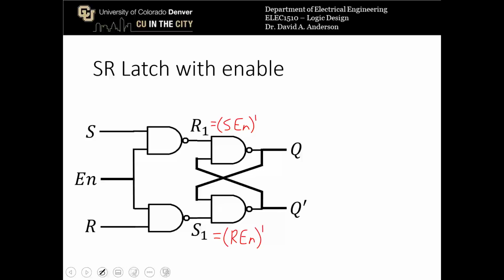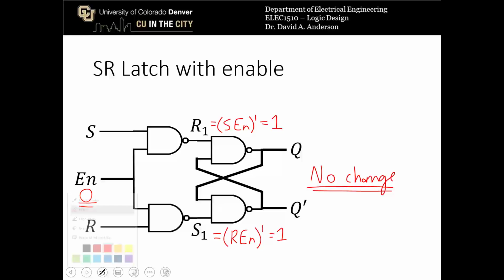Let's say that enable first is 0. That means that R sub 1 is equal to (S times 0) prime, which is 0 prime, which is 1. This means also that S sub 1 is (R times 0) prime, which is 1. If both of the inputs to a traditional SR latch with NAND gates are 1, that means that you get no change at the output. So when enable is a 0, we never get any change at the output.